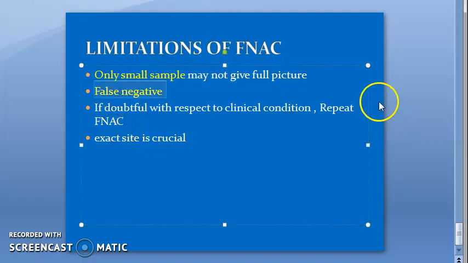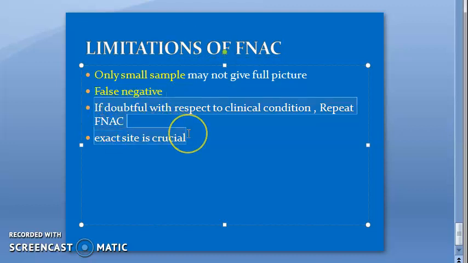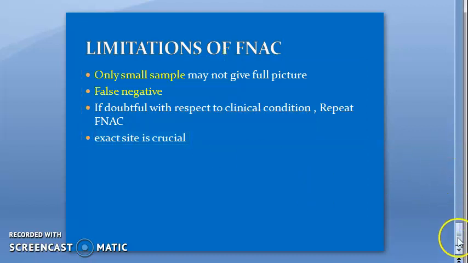False negative means the portion that you retrieve may be perfectly fine. So it may lead to a false negative. Correct? So if you are doubtful that the clinical condition looks like it is definitely something, then you repeat the FNAC. And the exact site you should be doing it correctly. When you do it at the exact site, right, you will get the correct picture. So these are the limitations of FNAC.